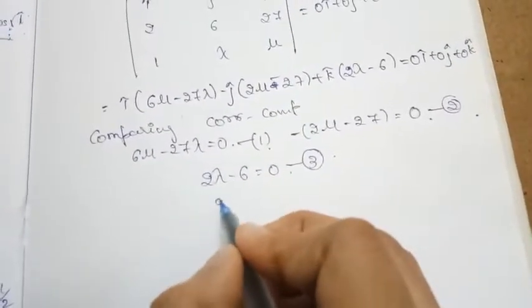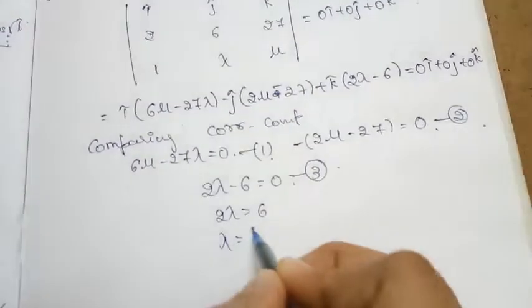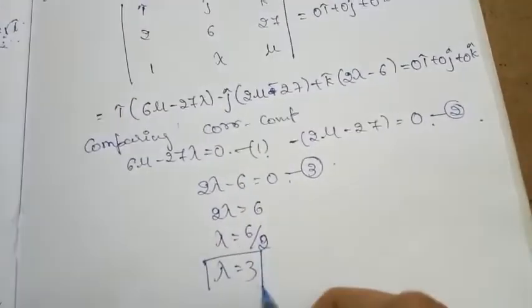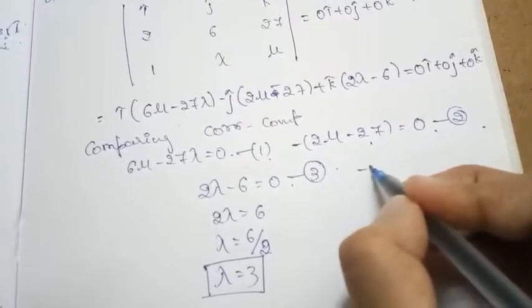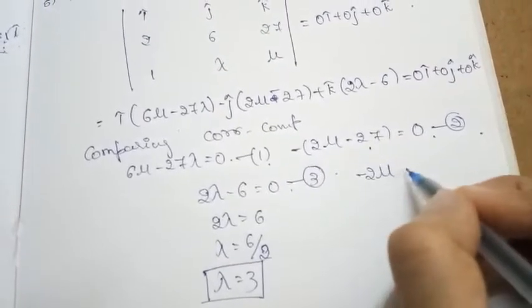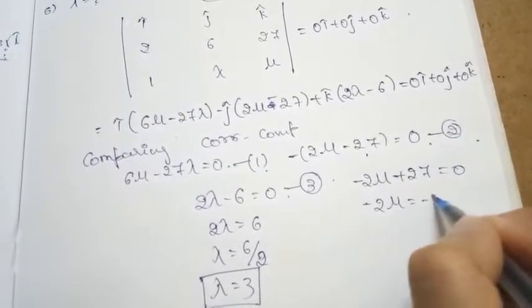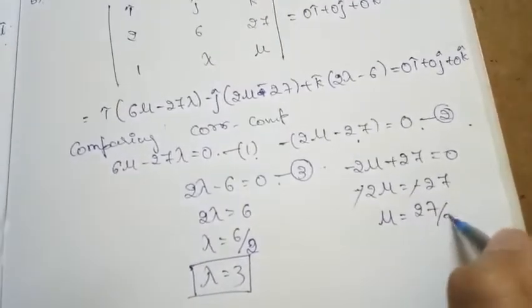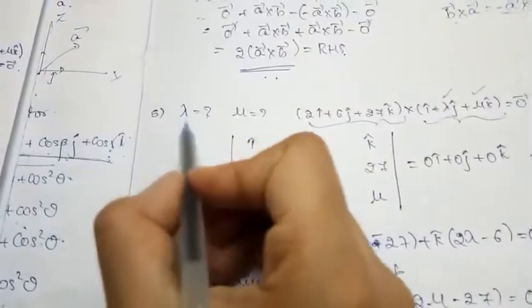So by looking into equation 3, what happens? If I solve equation 3, 2 lambda is equal to 6. Therefore lambda is equal to 6 by 2, which is nothing but lambda is equal to 3. So I got the value of lambda. Similarly, if I solve this one, first I will multiply that minus sign inside. 2 mu plus 27 is equal to 0. So minus 2 mu is equal to minus 27. Minus minus get cancelled. So value of mu is 27 by 2. So we got the value of both lambda and mu. They asked us to find the value of lambda and mu, and we got the value.